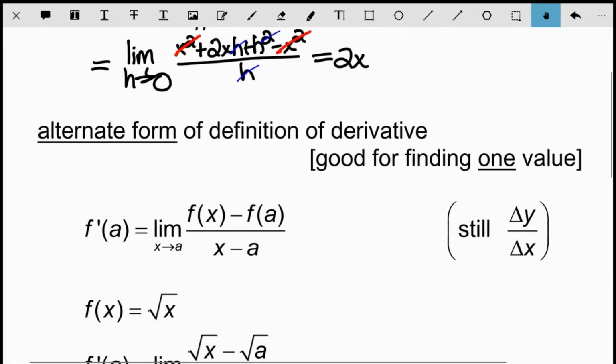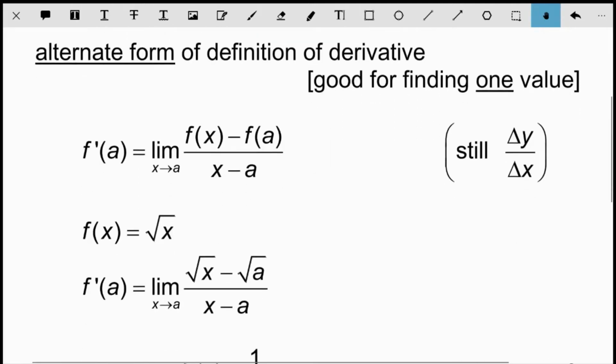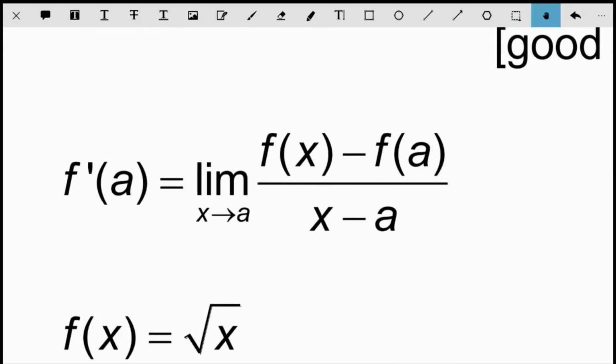There's also another form for the definition of derivative, and this is the one that 2.4 primarily focused on, which is the derivative at a point, or the instantaneous rate of change at a point. So in this one, we're looking at f prime of a. So instead of saying the instantaneous rate of change or the tangent slope, we're calling it f prime of a. So it's the derivative evaluated at the point a.